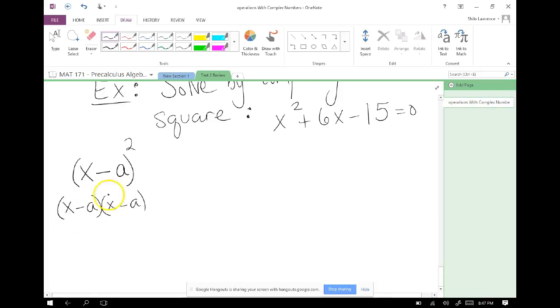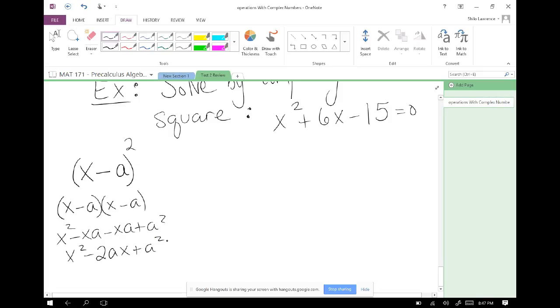Now if we FOIL that out, it's x squared minus xa minus xa plus a squared. So x squared minus 2, I'm actually going to put the a in the front because they're numbers, x plus a squared.